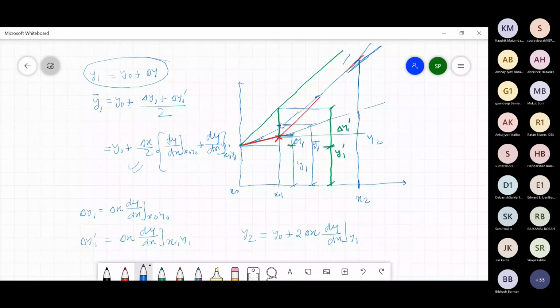y2 is equal to, again you are using y0. You are not considering the previous value here, and the slope you are considering is only this one now. Twice delta x into slope. That means in generalized form, y(i+1) is equal to y(i-1) plus 2 delta x dy by dx at yi. Is it clear to you? Yes, sir.